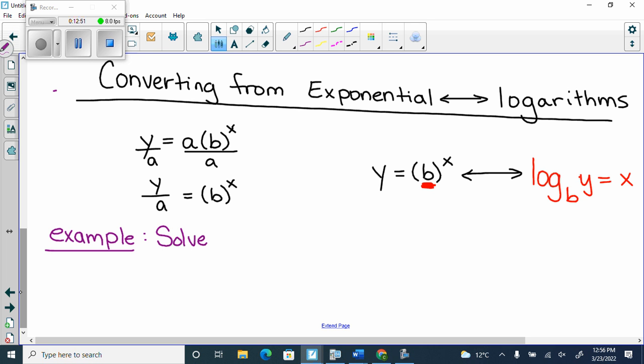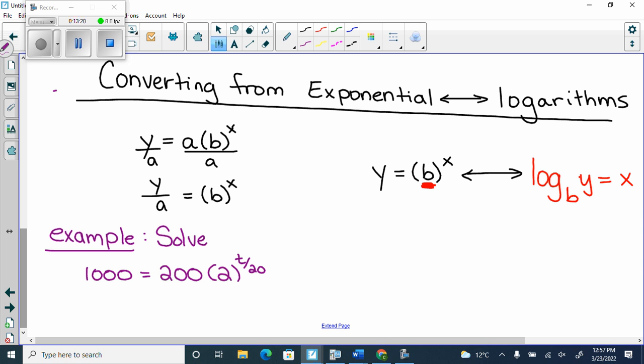So say we have 1,000 equals 200 times 2 to the t over 20. This is a doubling word problem, correct? How do I know it's a doubling word problem? Because there's a 2. We agree?